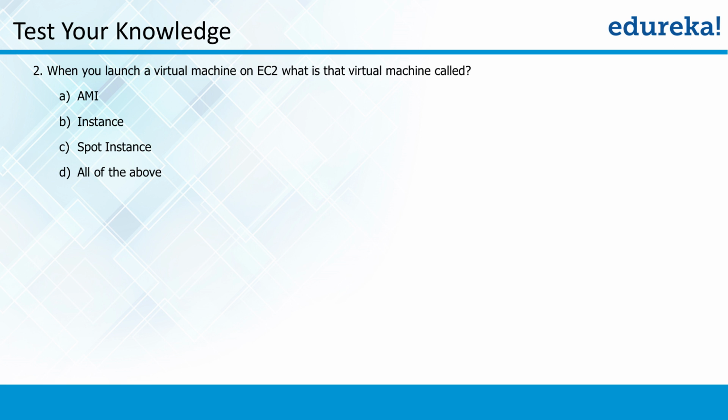And when you launch a virtual machine, it's a virtual server, and it's called an EC2 instance. It can be a spot instance as well, but that's if you choose the purchasing option of spot instances. Therefore, option B is better, even though C can also be a potential answer here.